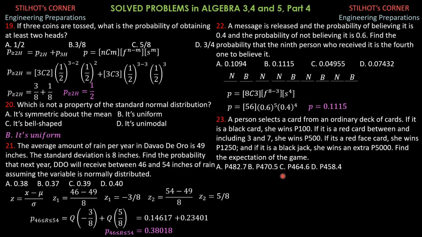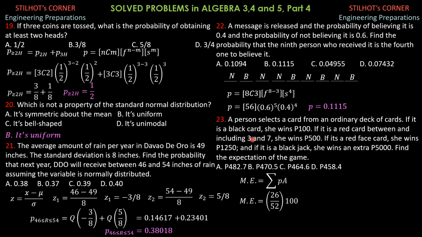Mathematical expectation is summation of the probability of winning it times the amount expected to be won. So summation of P times A. So if it is a black card, she wins 100 pesos. There are 26 black cards in a standard deck of 52 cards. 26 black, 26 red. Therefore, the probability is 26 over 52, or 1/2. Then the amount expected to be won is 100. So 26 over 52 times 100.